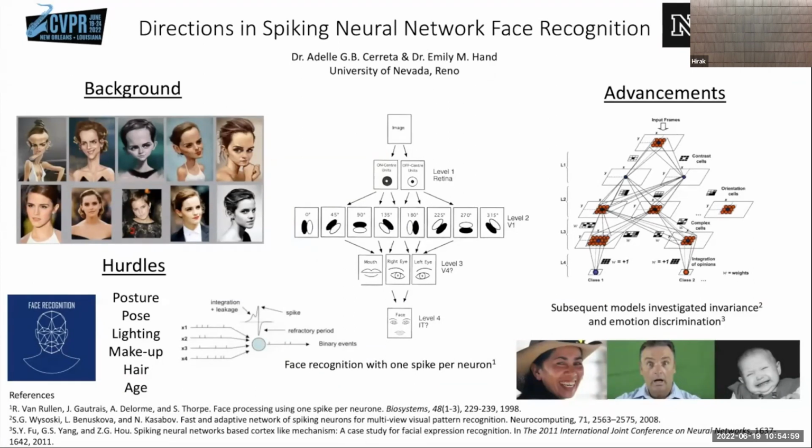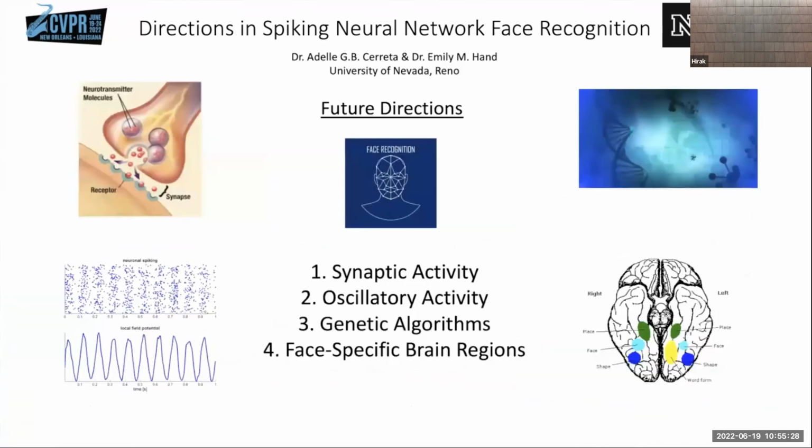All face perception models still have something to learn from biology, as posture, pose, lighting, and makeup, among other things, can all disrupt detection and recognition. Early spiking neural network models of simple face discrimination achieved face recognition with one spike per neuron, proving that a simple feed-forward network can learn faces. Subsequent models further examined situational invariance as well as emotion discrimination to improve spiking neural network abilities.